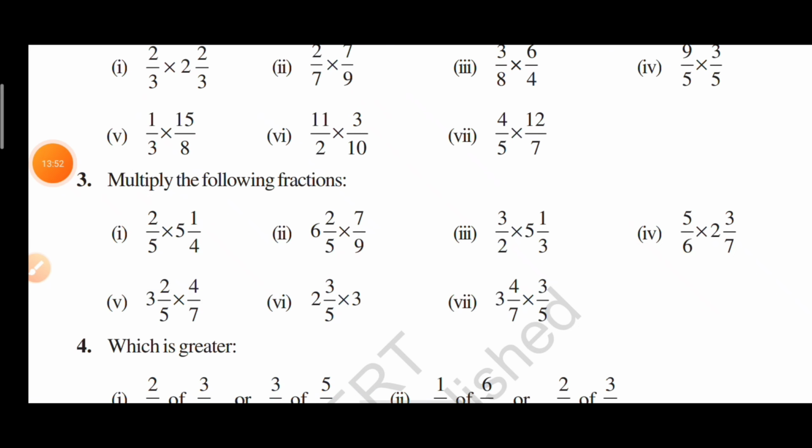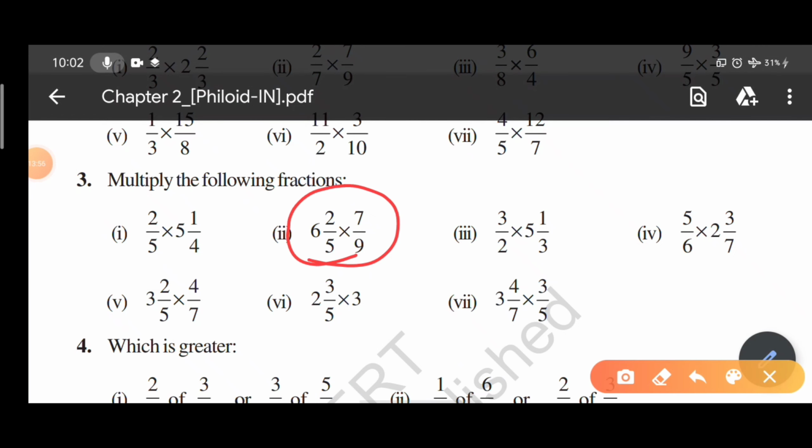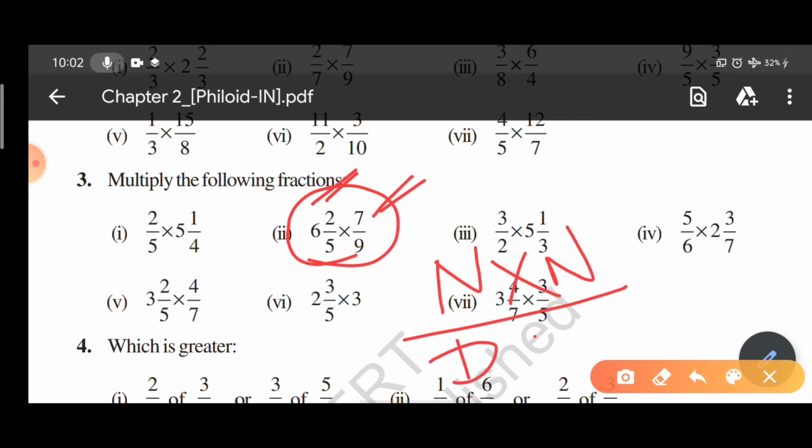Now have a look here as well. Here it is provided like this. First of all I'll convert it into an improper fraction, then again I'll apply the same thing, numerator multiplication and then denominator multiplication. In that way you can easily solve this.